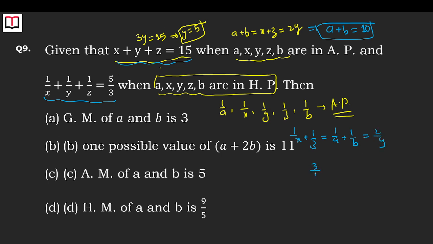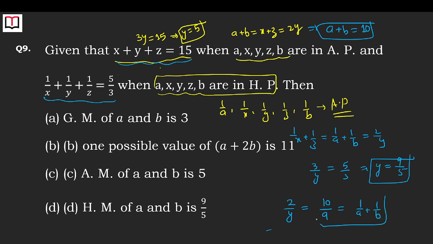So here again is 3 by y is equal to 5 by 3. So y is 9 by 5. Now, what does that mean? 2 by y is 10 by 9, which is nothing but 1 by a plus 1 by b.